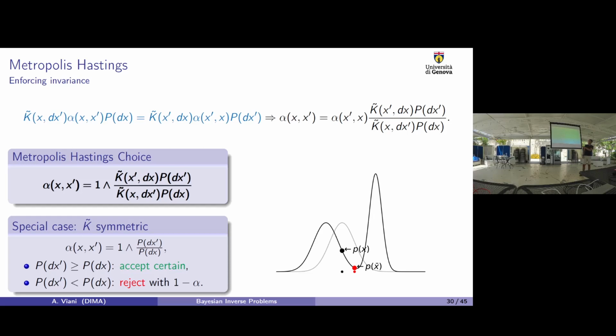Otherwise, we can move even if the proposed move is worse than the previous one, which means that we can also find another part of the distribution. So we explore the space better.